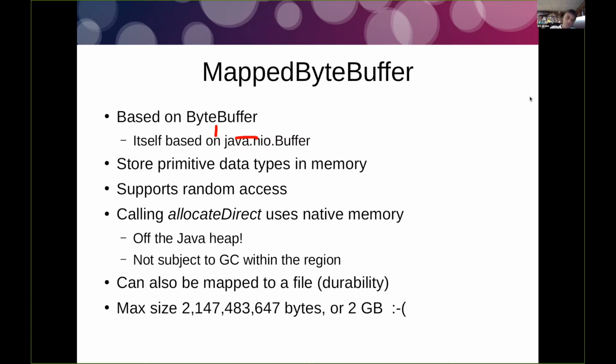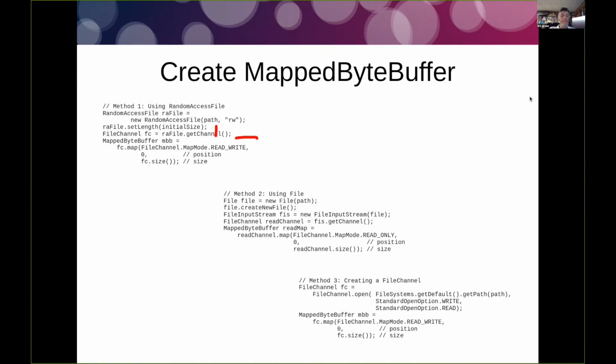It does have a couple of drawbacks. You have to handle all of this random access yourself, and it has a maximum size per byte buffer of 2 gigabytes, maximum signed integer size. That's what that is. So that means if you want to store more than 2 gigabytes of data in a byte buffer, you've got to create multiples of them. That's fine. That's a strategy you can do. I'll get into that later, but I'll give you some examples.